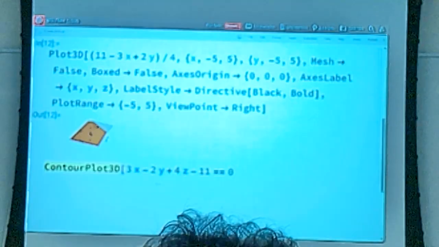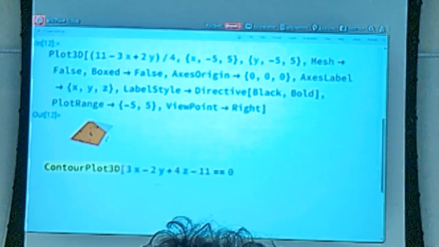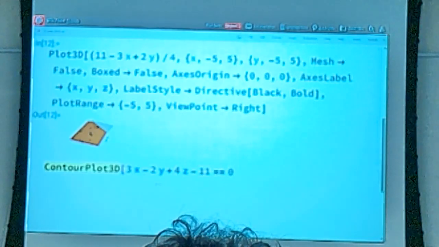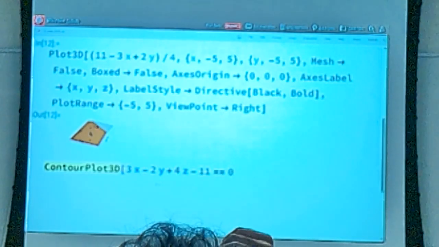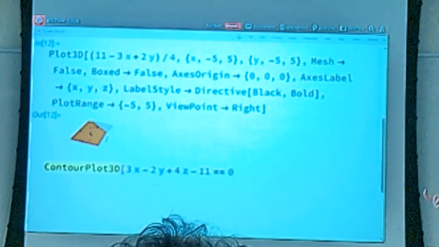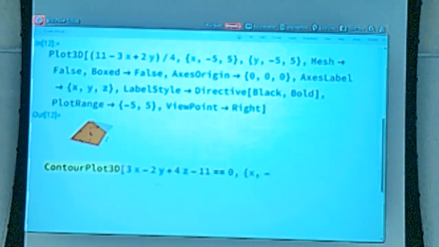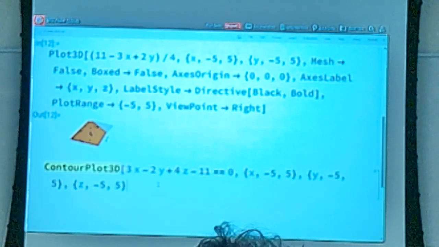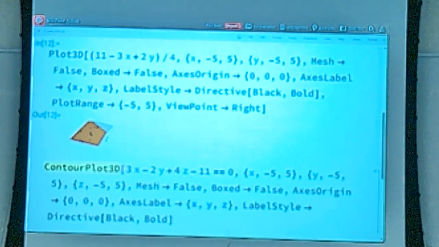And notice I'm using a double equals instead of a single equals. Single equal is essentially setting it, storing it as a value. A double equals is a test. So this is saying it's the set of all points where that is a true statement. Now I need to specify Z as well as X and Y. All the other options are going to be the same.